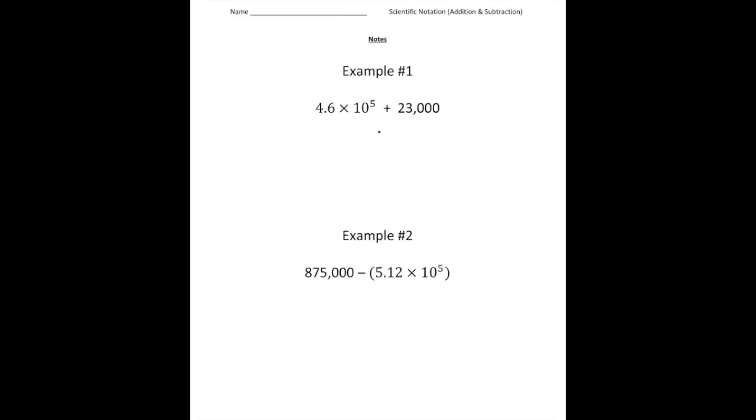So the first problem we have here is 4.6 times 10 to the fifth, plus 23,000. Now the secret of doing these problems is you want to convert any numbers into standard form. So here the 23,000 we're all set with, it's already in standard form. But the 4.6 times 10 to the fifth, we need to change to standard form.